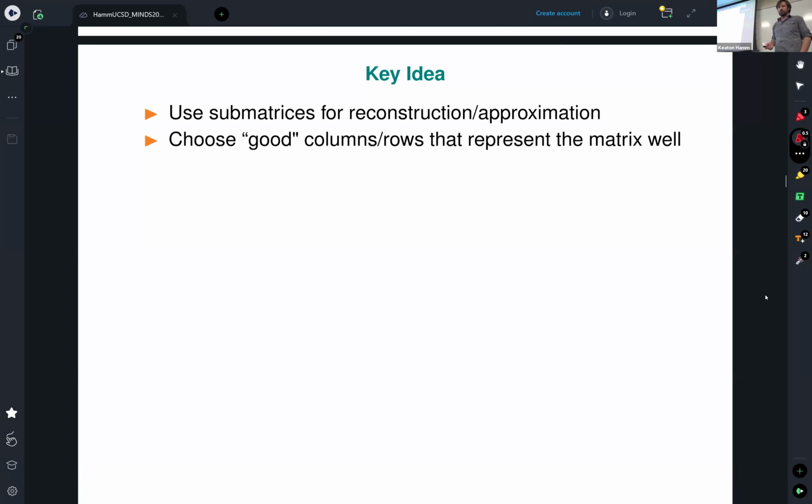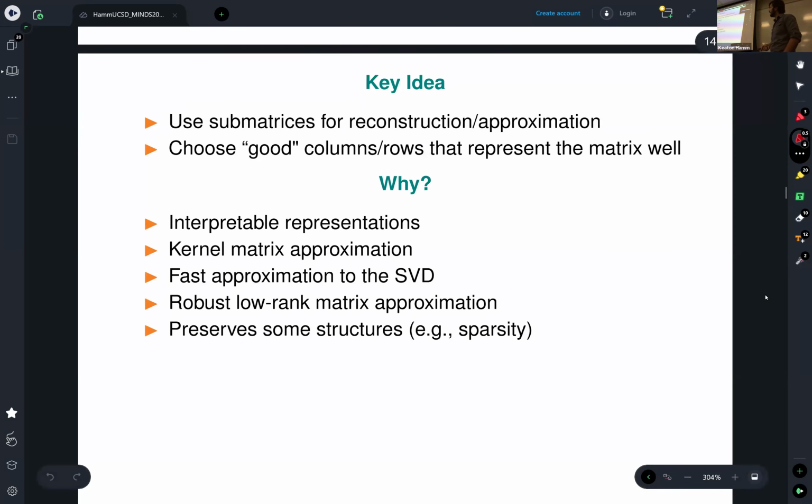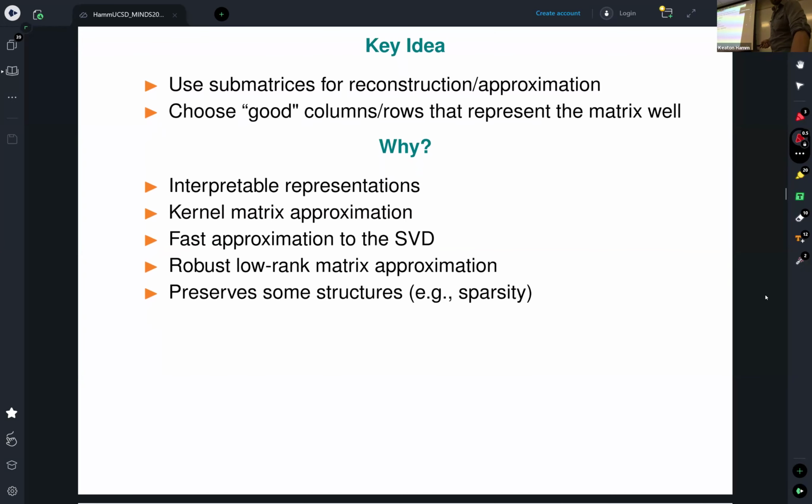All right, so here are the main ideas in CUR decompositions, right? I'm using submatrices to reconstruct, or in the general case, approximate my data tensor or matrix. I want to choose good columns and rows or good fibers that represent the matrix well. So in the matrix case, I want to capture the column space, capture the row space exactly, or within some small error. And then reasons why I would care about this. Interpretability is one that I already discussed.